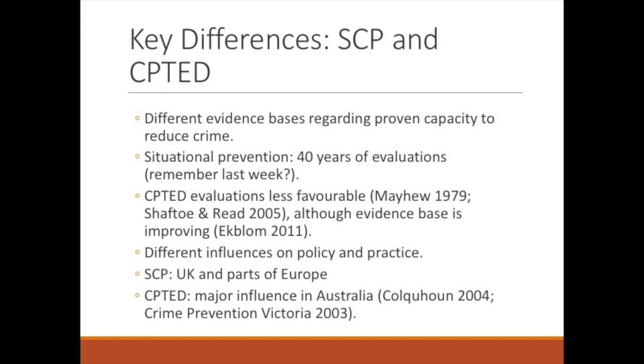Now, there are different evidence bases regarding the proven capacity of situational crime prevention and crime prevention through environmental design to reduce crime. Situational prevention has at least 40 years of evaluation research in favor of it, and this is what we talked about last week. With regard to environmental design prevention, evaluations so far have been less favorable, although the evidence base in favor of this approach is improving. Now, in different contexts around the world, these two approaches have had different influences on policy and practice. Situational crime prevention has held more sway in the United Kingdom and in parts of Europe. On the other hand, crime prevention through environmental design has had a major influence in the Australian context.